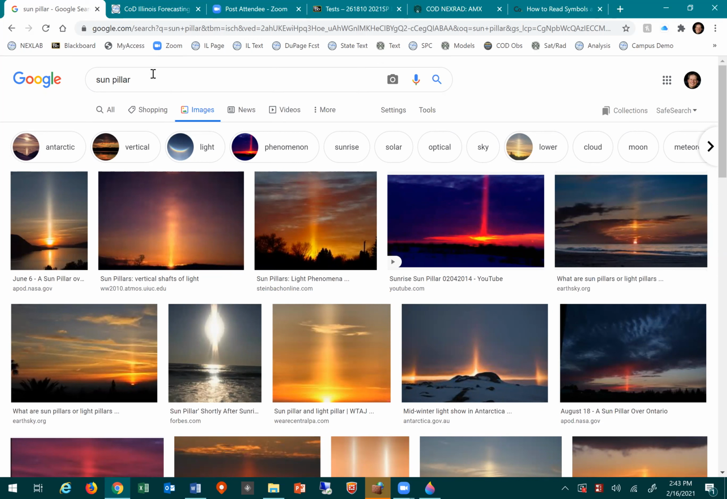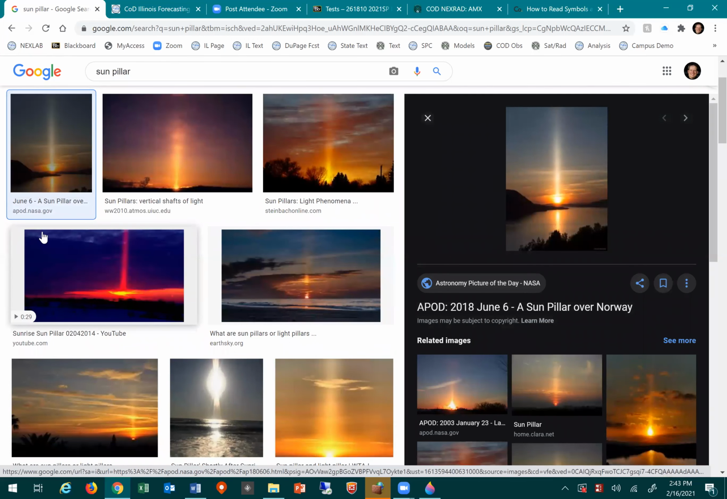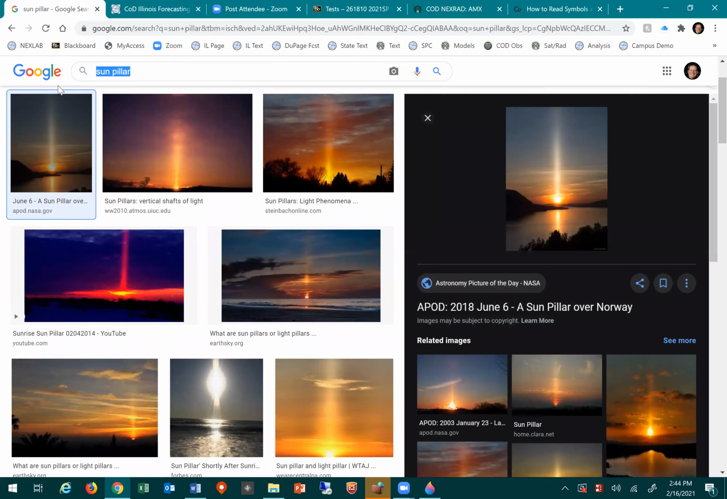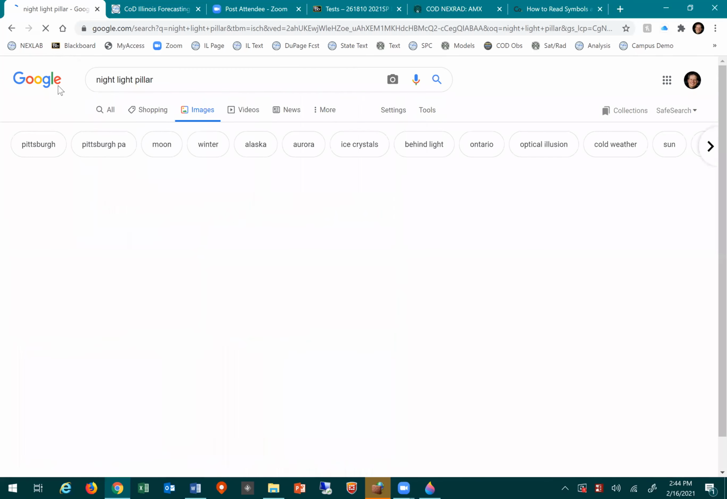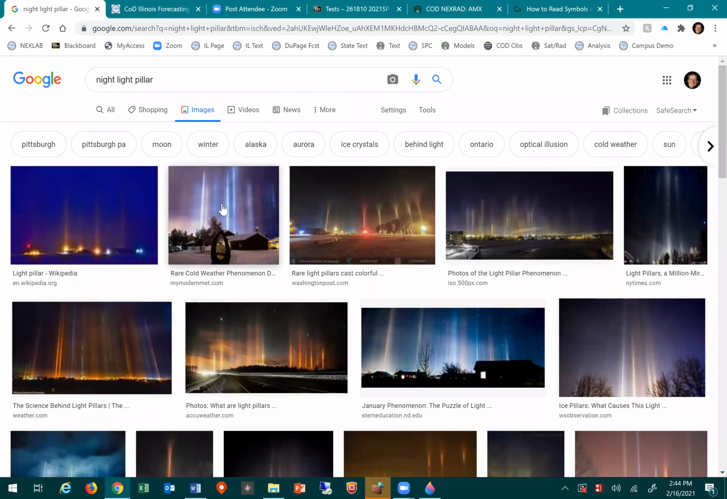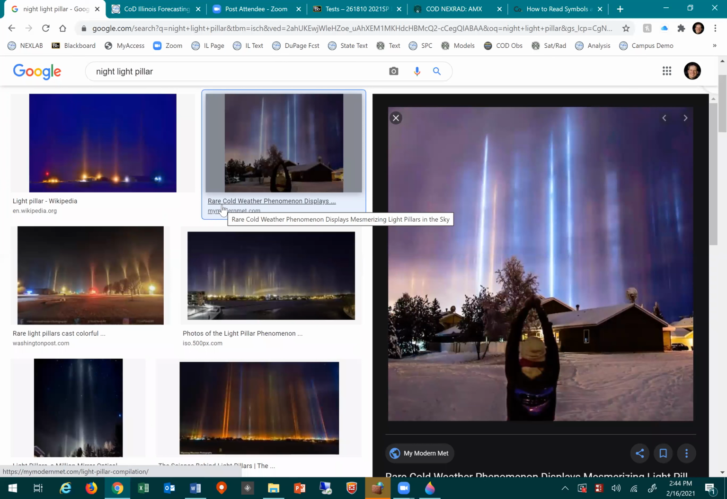If you see a cool sun pillar like that, you should look up night light pillars, because when the atmosphere is really cold, the ice crystals form. It creates multiple of them. Oh, I've seen a lot of sun pillars. Okay, so this is upward. Oh, that's really cool. This is lights coming from the ground.